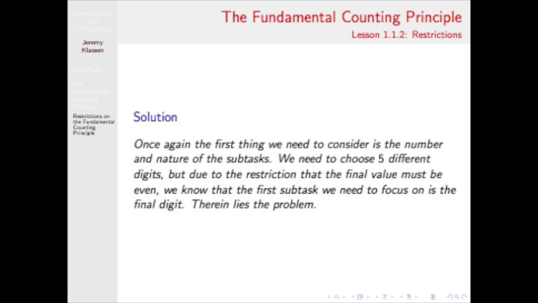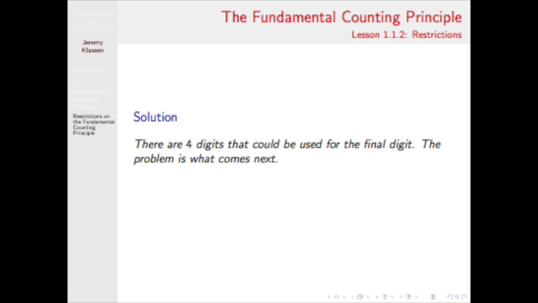Once again, to solve a problem like this, using the fundamental counting principle, we need to identify the nature and number of the subtasks. Now, we're coming up with a 5-digit number, but it's going to be an even number, and so there's a restriction on that final digit, and that actually is what causes the problem here. For the number we're creating to be even, what we require is that the final digit be even. And that gives us 4 digits from our group that we can choose from for that final digit.